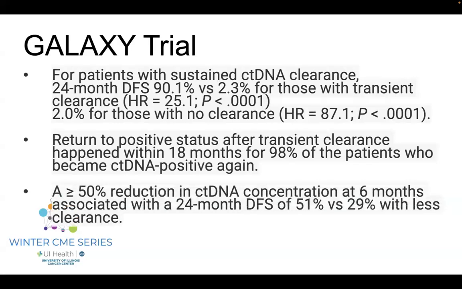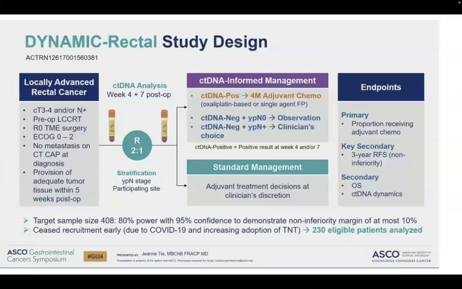A greater than 50% reduction in ctDNA concentration at 6 months was associated with a 24-month disease-free survival of 51% versus 29% with less clearance. So again, showing even if the ctDNA doesn't completely clear, a significant reduction in the level of ctDNA can also improve disease-free survival. So now let's talk about the dynamic study.